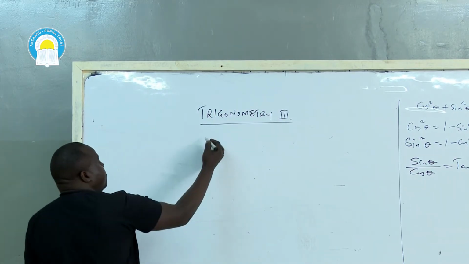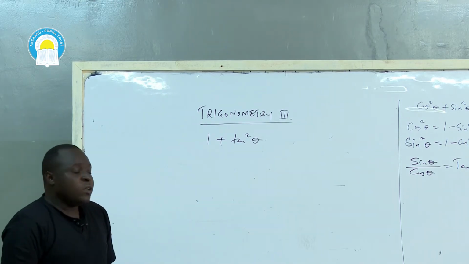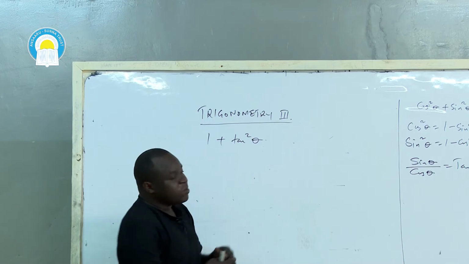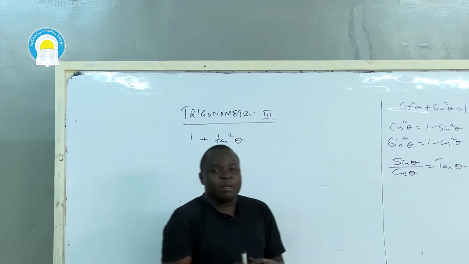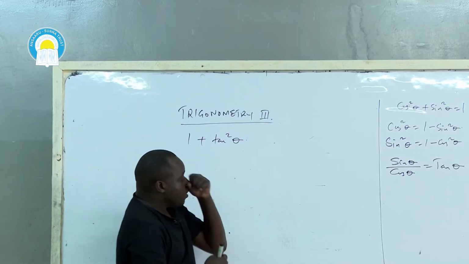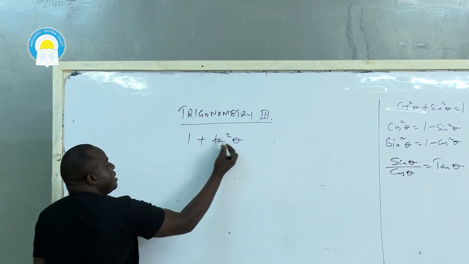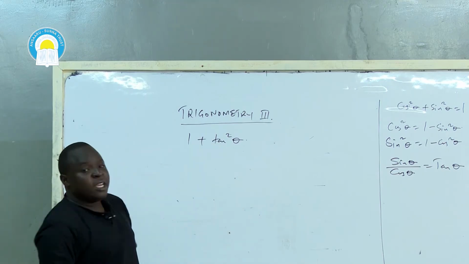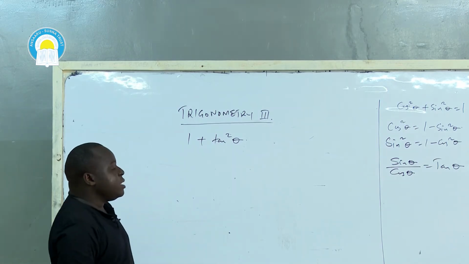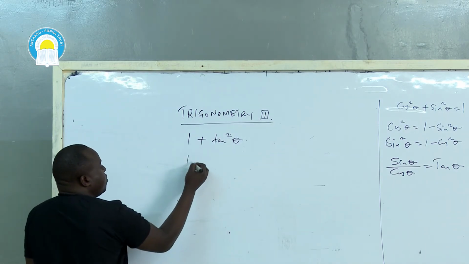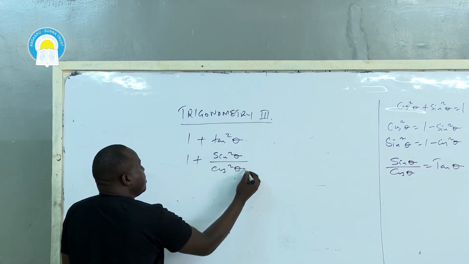Next example is 1 plus tan squared theta. Okay, look at this carefully. Now there is tan squared theta. I already mentioned that anytime you see tan theta, think of maybe sine over cos. Or if you see sine over cos, think of tan, because that's how they relate. So once there is tan squared theta and I've been asked to simplify this, the only way I will simplify this is change this in the form sine squared theta over cos squared theta. So this should be 1 plus sine squared theta over cos squared theta.